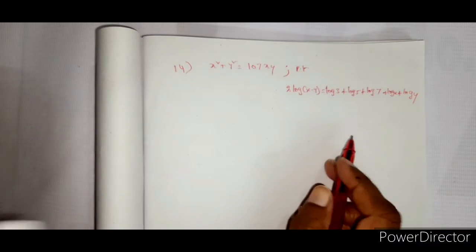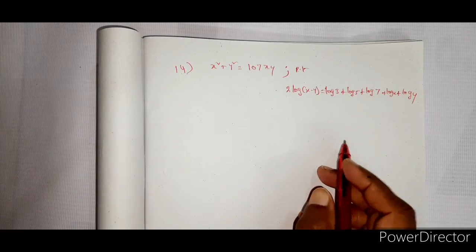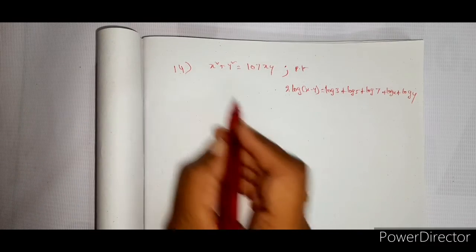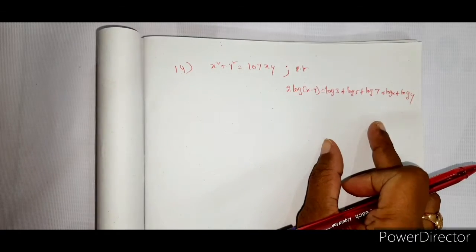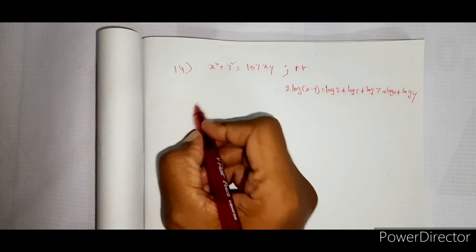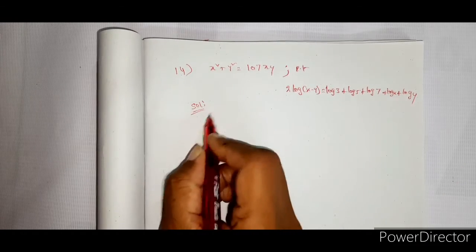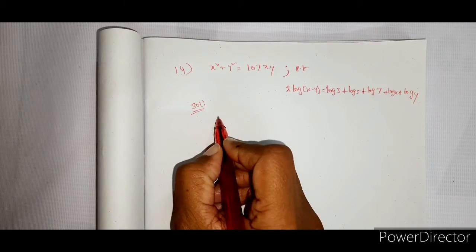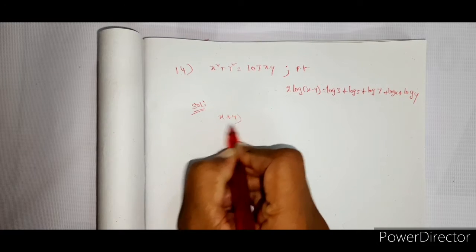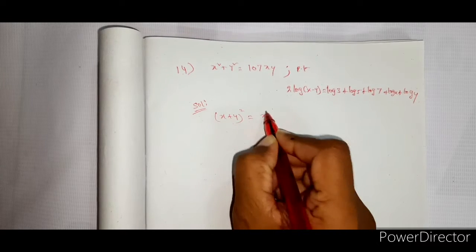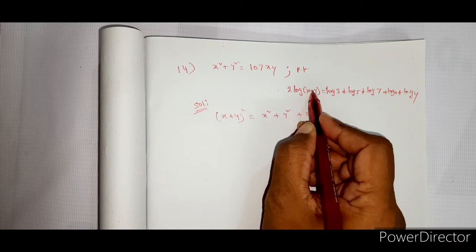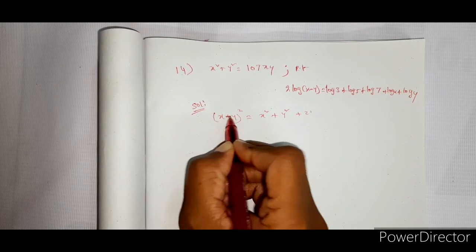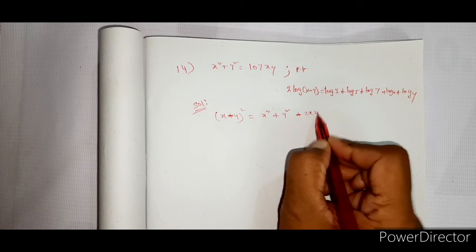Very easy problem, students. Just listen carefully and follow the concept as I do the steps. Automatically the problem comes out by itself. Now from here, x minus y whole square, I'm sorry, not x plus y, it is x minus y. So x minus y whole square is x square plus y square minus 2xy.